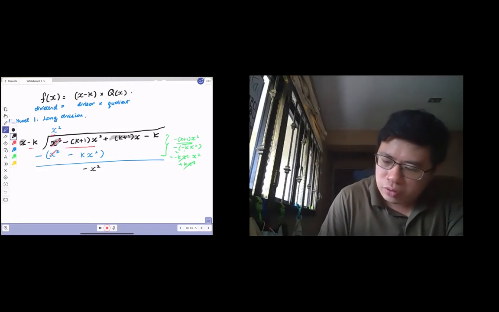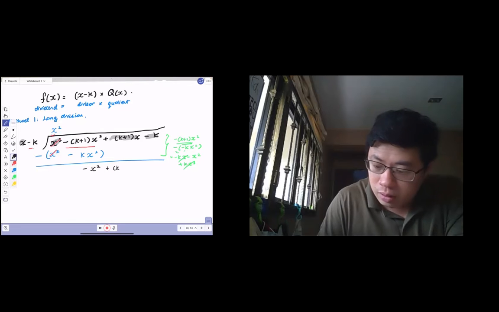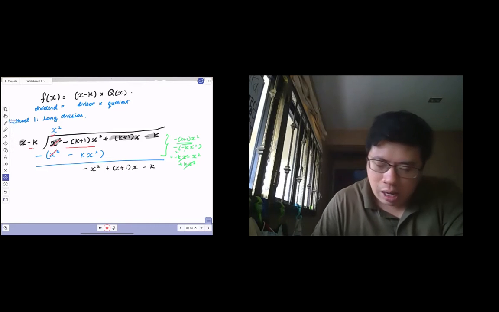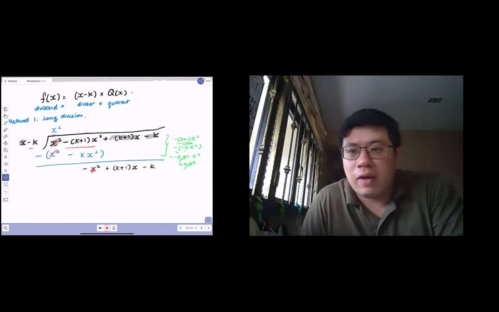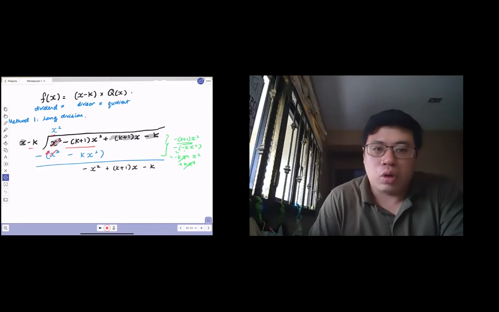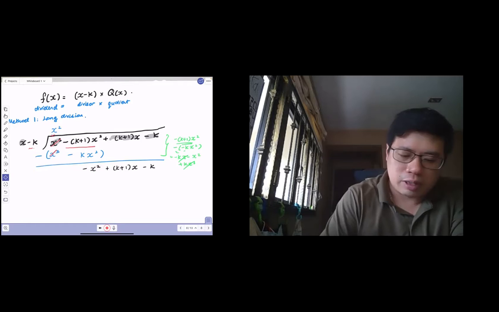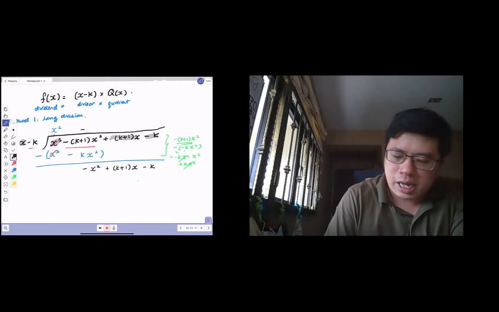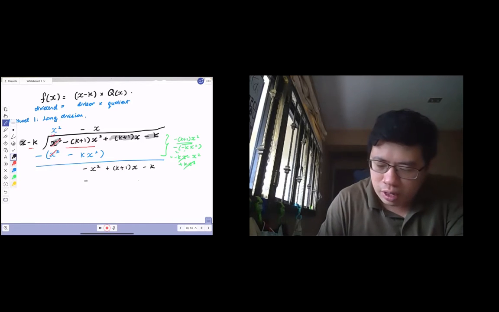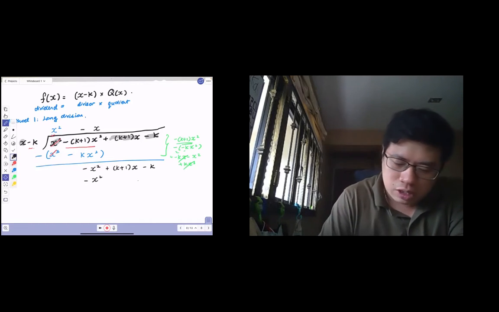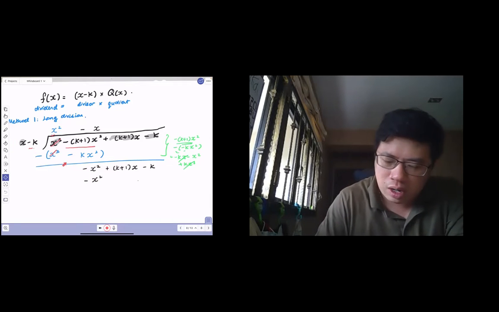Okay, the rest of the terms which are not affected, I'm just going to rewrite them as per usual. And the next step, I observe that there's a negative x squared. Now I'm going to knock out this negative x squared. In order to knock this out, x must be multiplied by minus x to recreate a negative x squared here. So x and negative x will give you negative x squared.